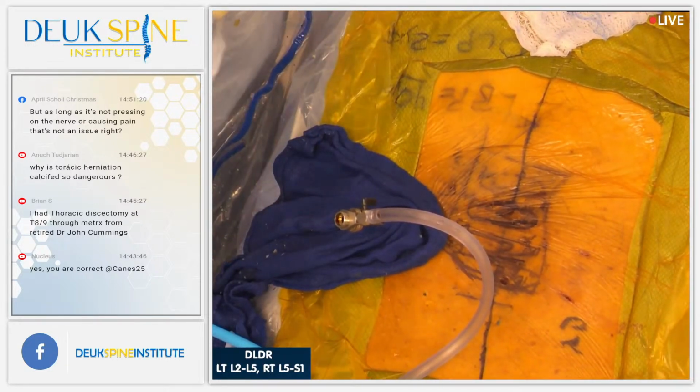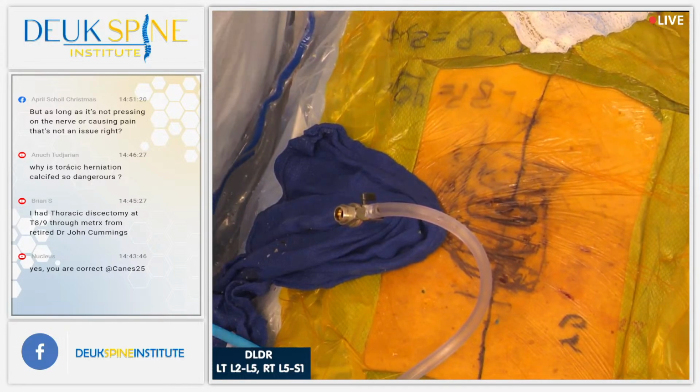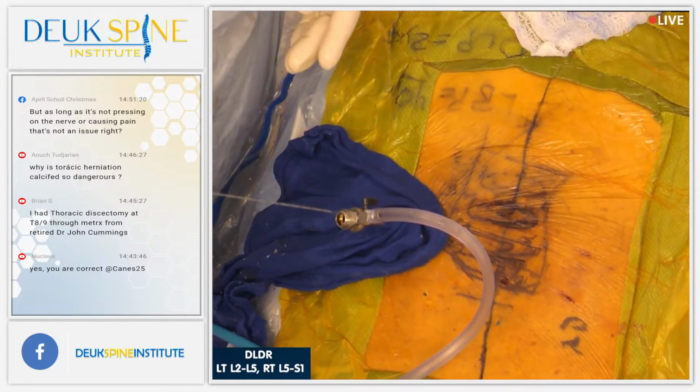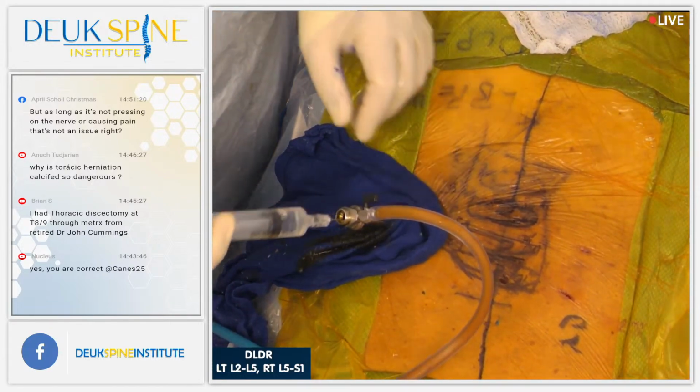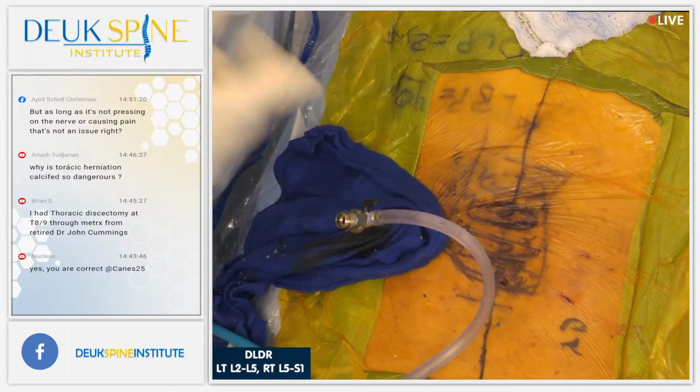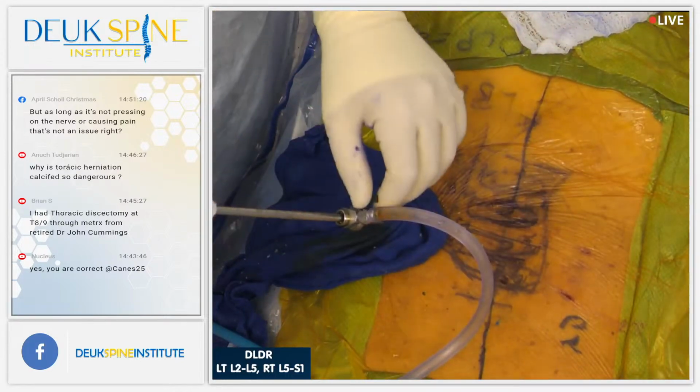Now, because of his spine anatomy, we had to do irrigation. Be prepared, guys. I had to do 2 incisions on the left side, 1 on the right.